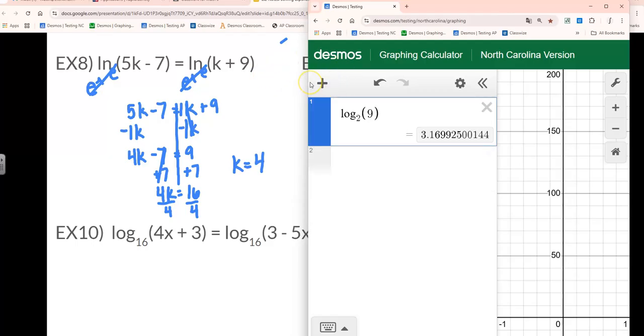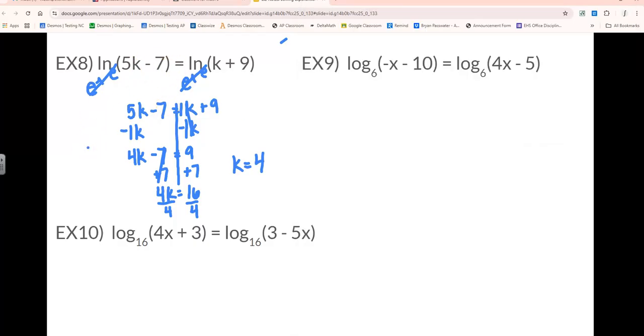So you can graph this whole thing to see where they cross. That's definitely an option. But the big thing you're looking for here is you want to make sure that when you plug this back in up here, 5 times 4 minus 7, it has to be a positive number. It cannot be 0. It cannot be negative. 5 times 4 is 20 minus 7, that's 13. Still positive, right? Same thing over here. 4 plus 9, that's positive. So this is okay. That also gives you 13. So you got natural log of 13 equals natural log of 13. Those are equal. And this right here is your answer. So you can do that instead of having to type it into Desmos, but you definitely can type it into Desmos as well.